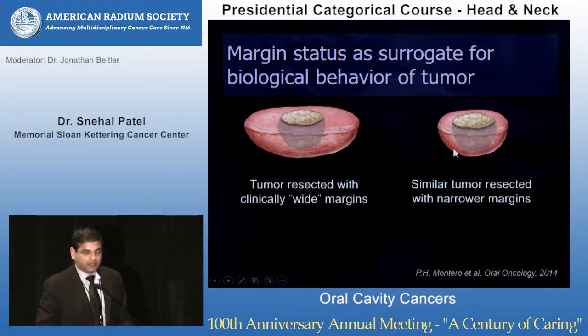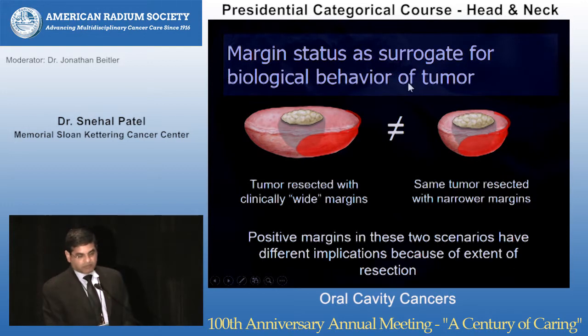But it's not that straightforward in my judgment, because here you have two situations. You have a tumor that's been resected with a clinically wide margin, and you have that same exact tumor that's been resected with a narrower margin. A positive margin in these two situations cannot be the same if you take the extent of resection into account.